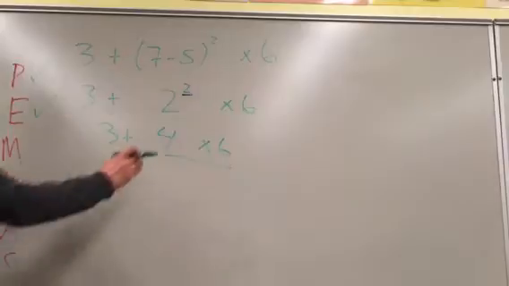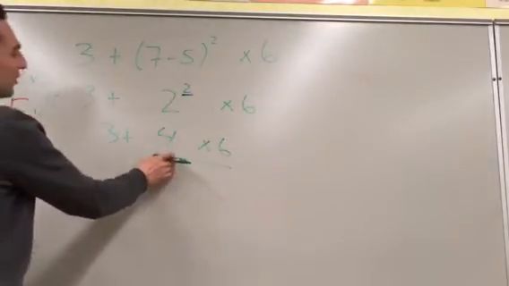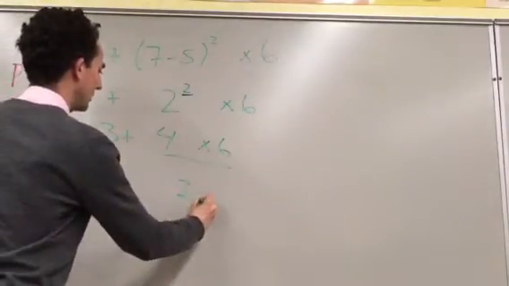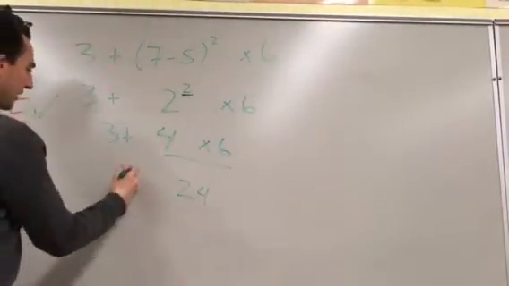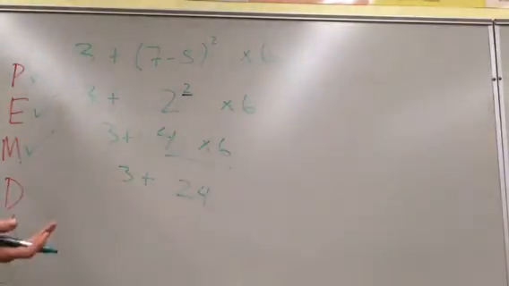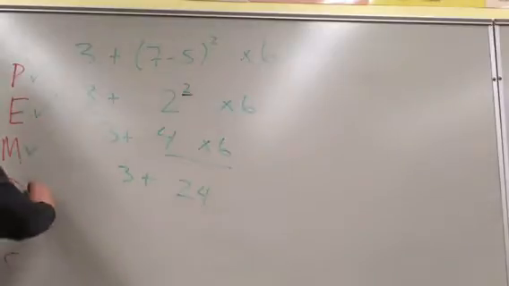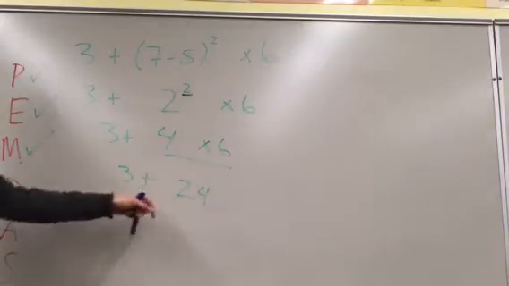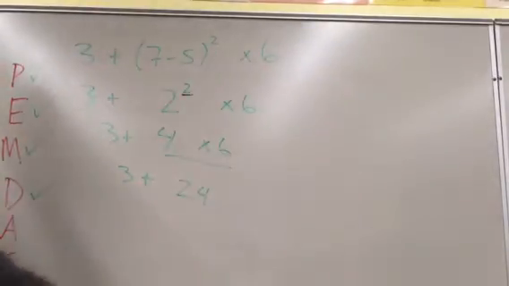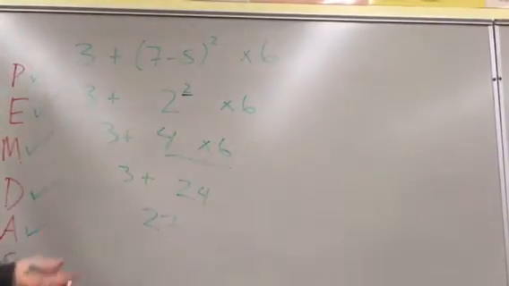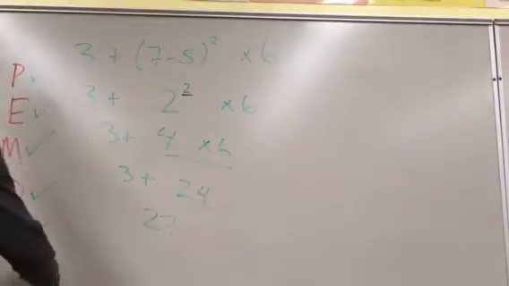So now we do any multiplication and we see 4 times 6. This 4 times 6 is 24, and bring down 3 plus. Multiplication is done. Is there any division here? No, there's no division in this problem. Division is done. Now we look to see, are there any places where we add or subtract? Yes, we add here. So we'll say 3 plus 24 is 27. Adding is done. Is there anywhere where we're subtracting? No, so subtracting is done.